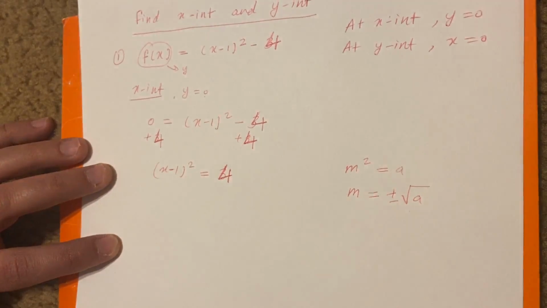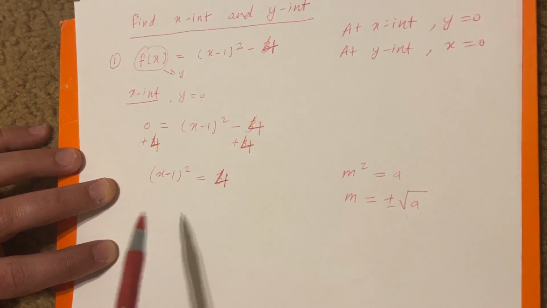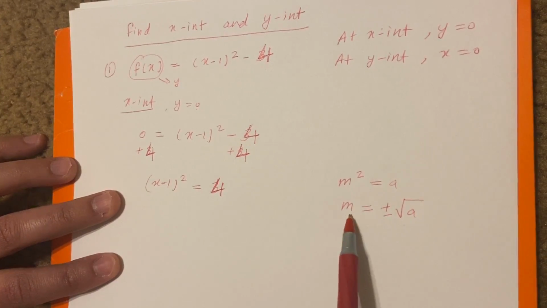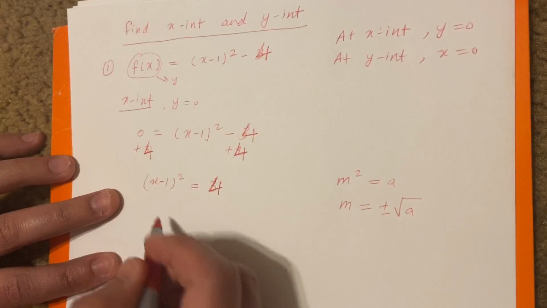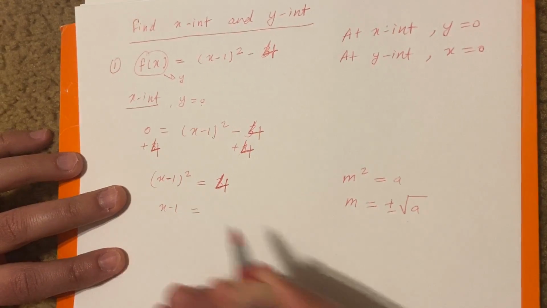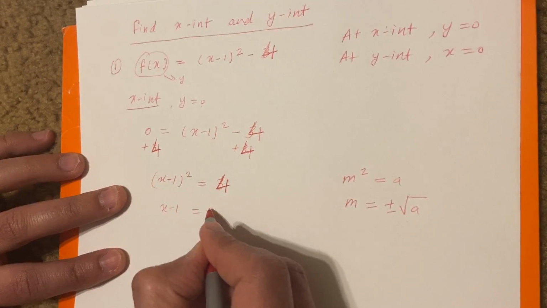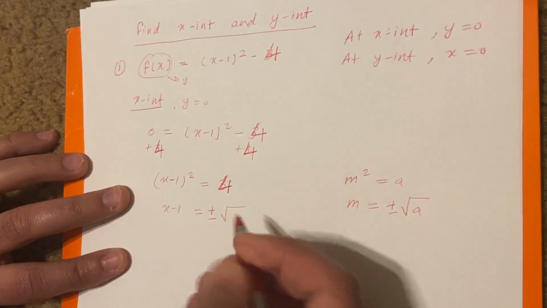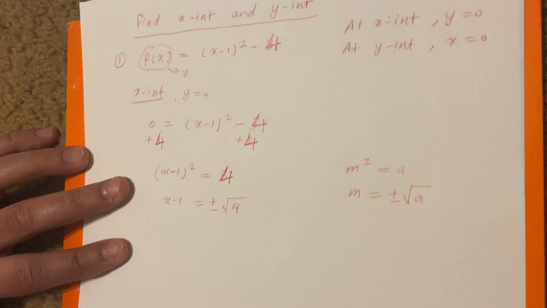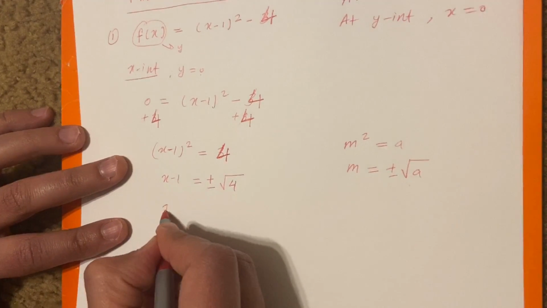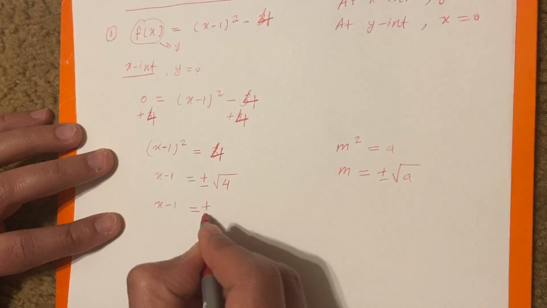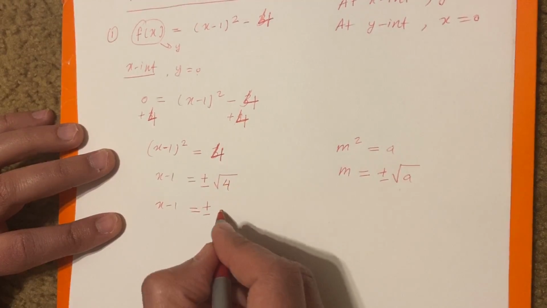Using this property, we have a square on one side. If you want to get rid of the square, then x minus 1 is equal to plus or minus, we have to consider the plus and minus cases, the square root of 4. And then x minus 1 is equal to plus or minus the square root of 4, which is 2.